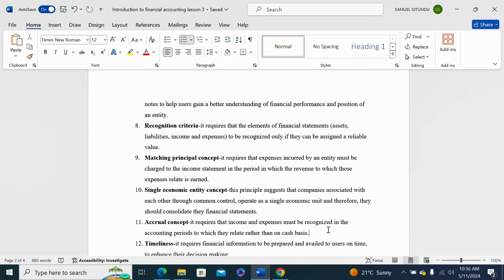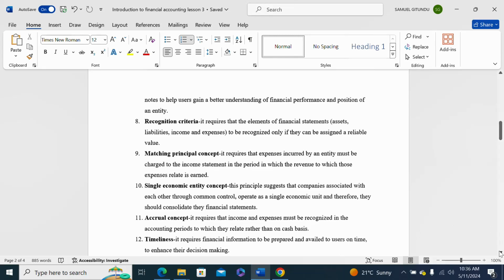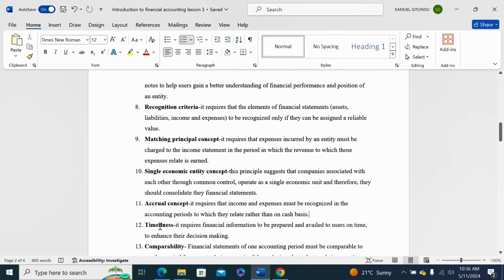Then we go to the next principle, which is timeliness. This principle requires financial information to be prepared and available to users on time to enhance their decision making. So this principle simply requires the financial information to be prepared and available to the users of that financial information on time.